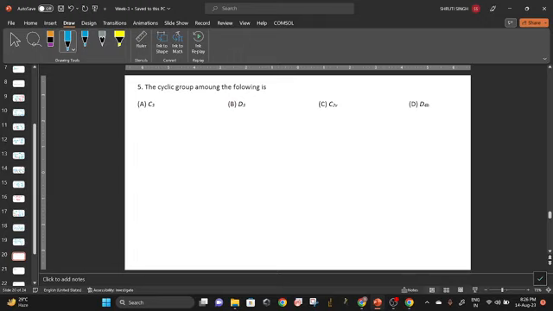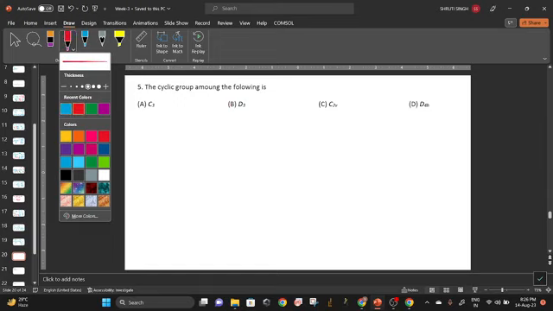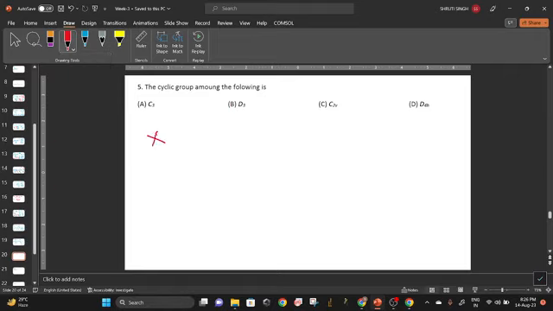Okay, so the cyclic group. C3. This has been discussed in the class, right? Yes, ma'am. Now C3 is the answer for cyclic group. The elements should be in order like this: x square, x cube, x4, like that. So suppose we are considering C3.